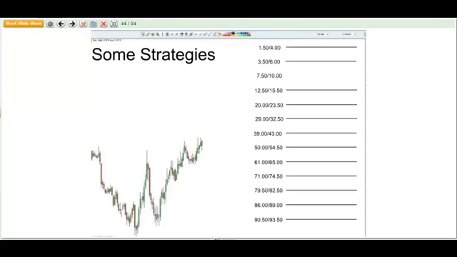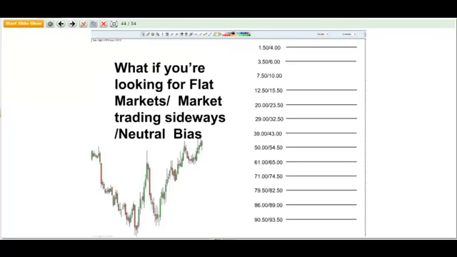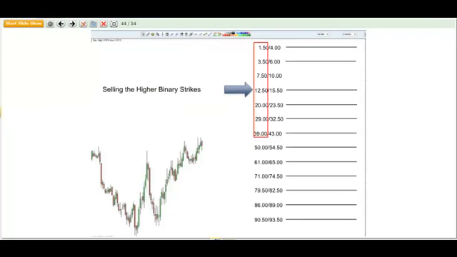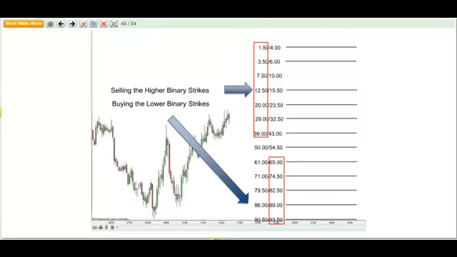So some strategies here, what you can do. I mean, it's just directional outright buy sell, but here's some other things you can look at. What if you're looking for flat markets, sideways, neutral, etc.? Market's just going to move sideways. Well, one thing you could look at is selling the higher strikes, buying the lower strikes. Essentially, these are both in the money.